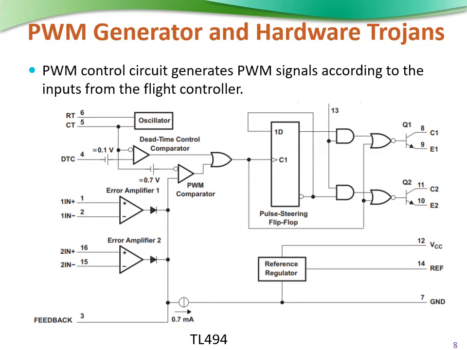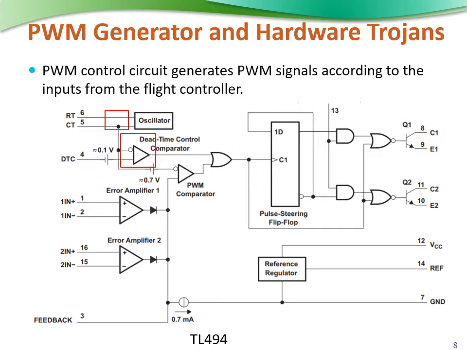Here we'll talk about PWM control circuit and potential hardware Trojans. This circuit generates PWM signals according to the inputs from the flight controller. The figure that you see here is the TL494, a PWM control circuit on a single chip. As you can see, a change in RT and CT can change the frequency of the PWM signal, which will ultimately change the motor's speed.